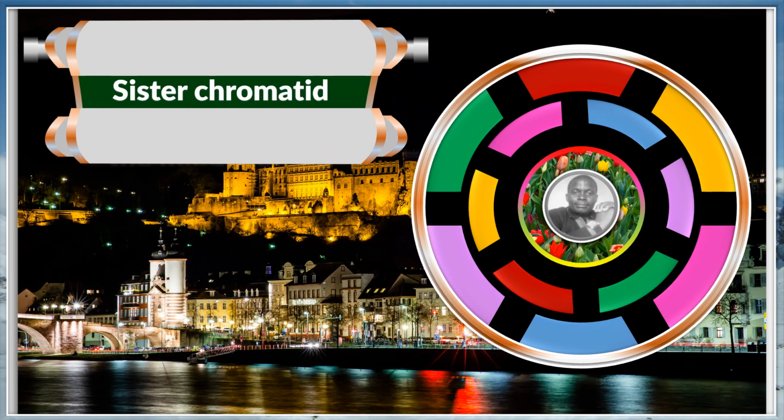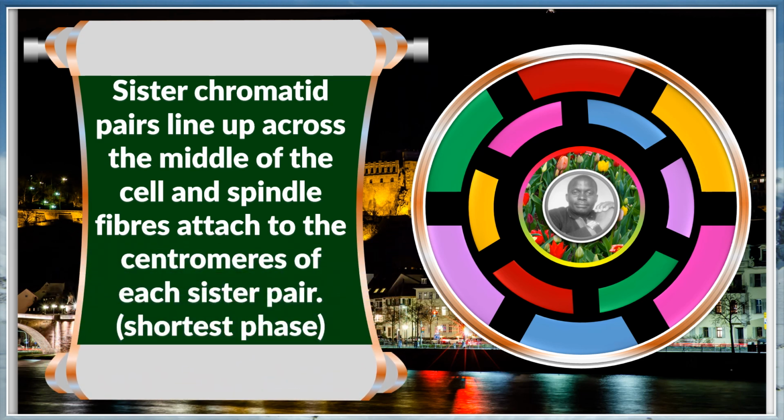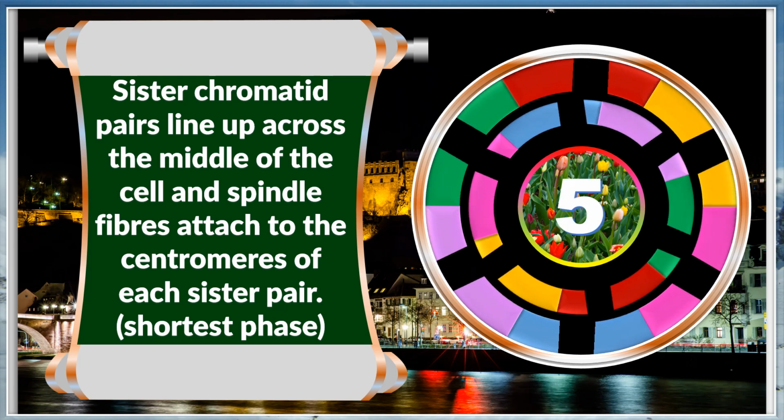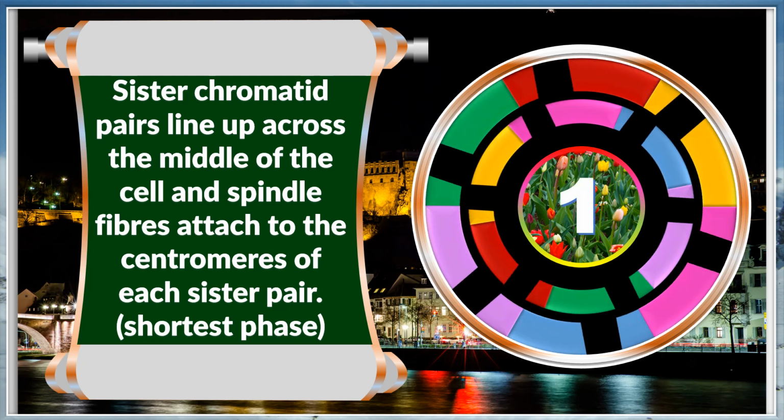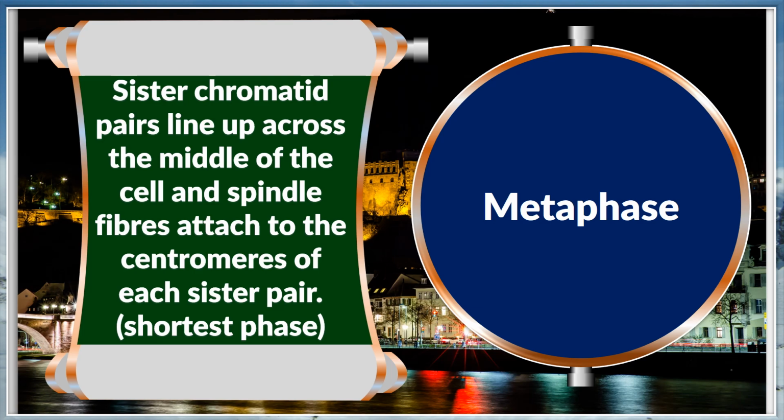Sister chromatid pairs line up across the middle of the cell, and spindle fibers attach to the centromeres of each sister pair. What we call the shortest phase: Metaphase.